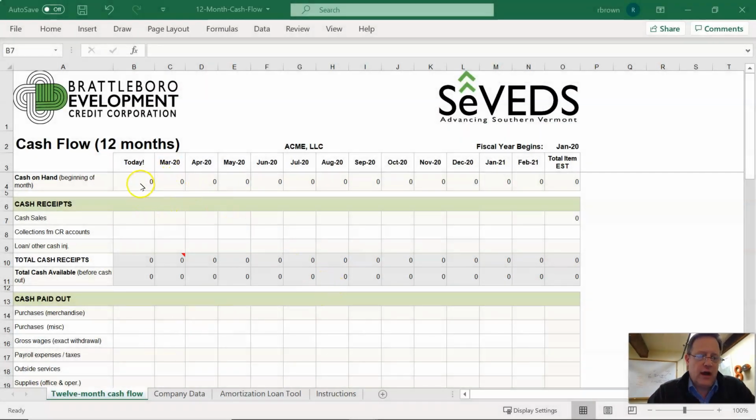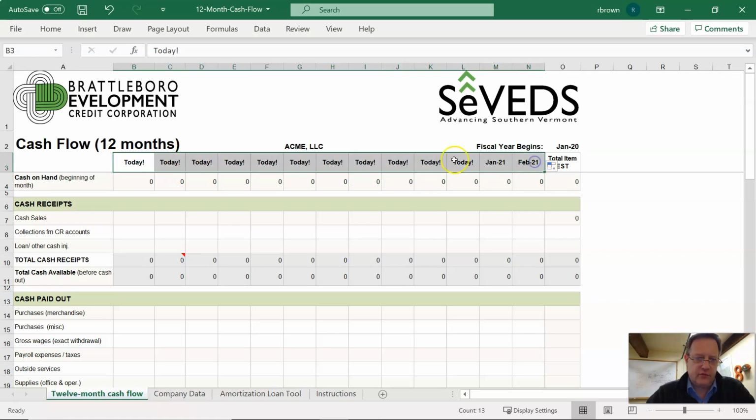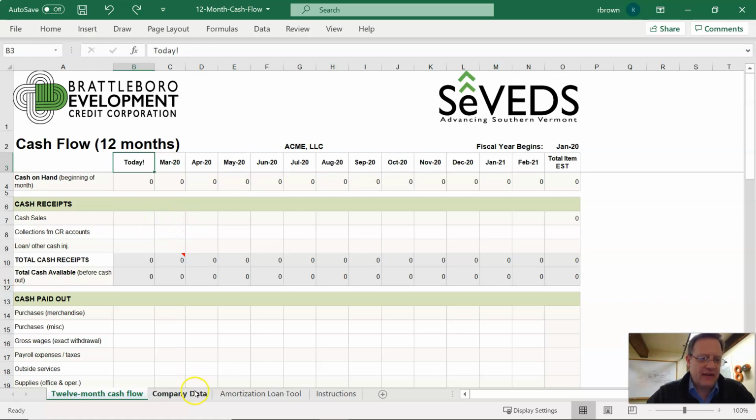Okay, so the first tab you'll see is the worksheet itself. It's the 12-month cash flow. I put in a company name, a fiscal year that starts at the beginning of the calendar year, and then across the top here you will see the months as they extend out through the year to the right. Oh, I didn't mean to do that. Okay, the next tab is company data.